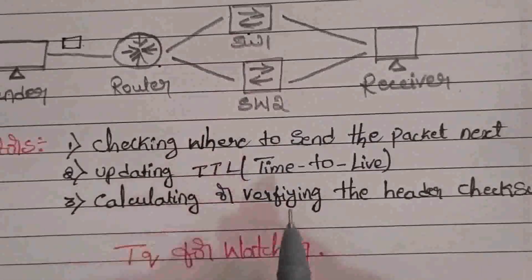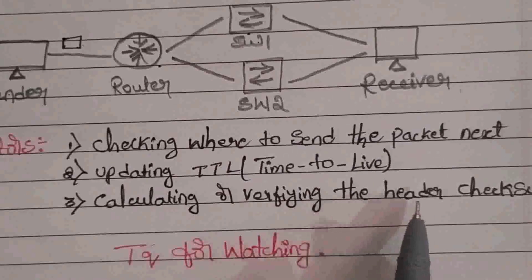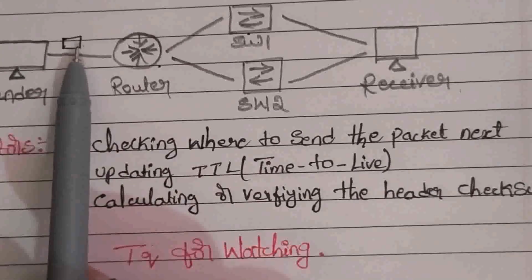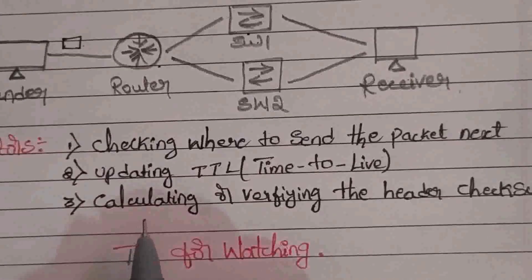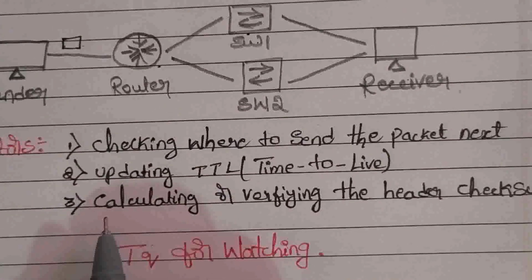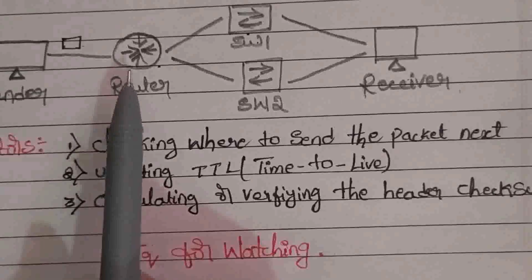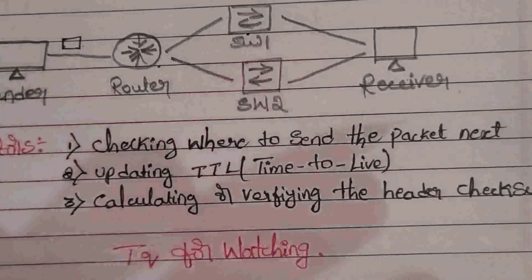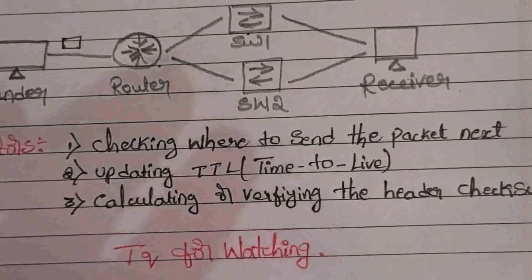That is called the TTL. Then calculating and verifying the header checksum. Header checksum means that for every packet there will be an IP address and MAC address. It will check them, and in the coming videos you can understand how IP and the router work. At that time you can understand this. So these are the 4 types of delays in the delays topic.